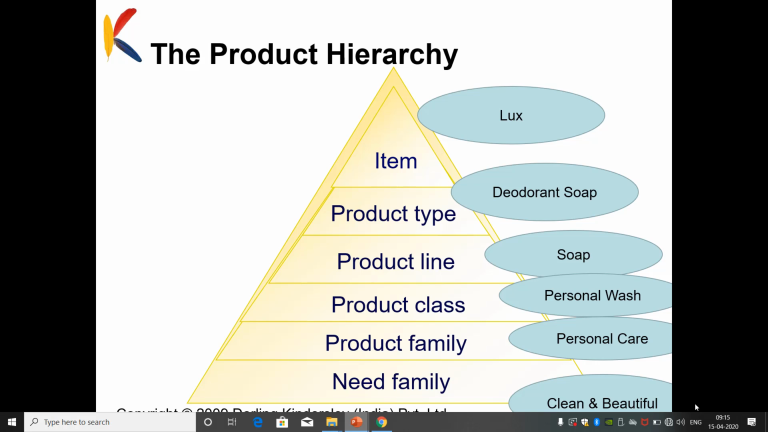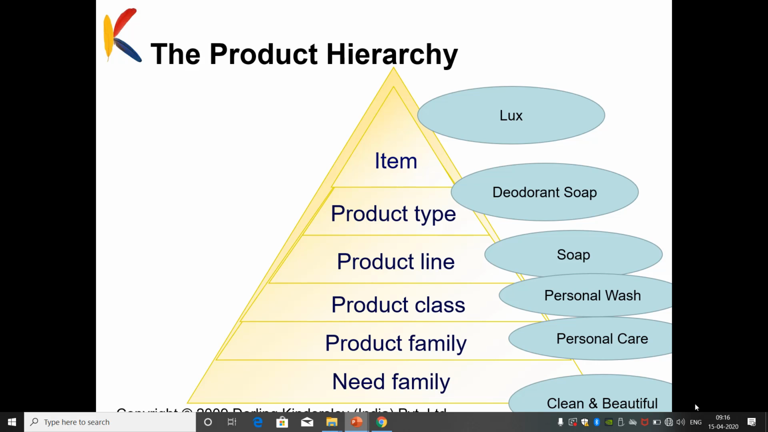That product item falls in a particular product type, which is called deodorant soap. What are the other kinds of soaps which are available? There can be a moisturizing soap, there can be a germ protection soap. So there are different types of product in that particular bathing soap category. So Lux is a part of deodorant soap. Now, whether it is a deodorant soap or germ protection soap or a moisturizing soap, they are a part of a product line which is called soap, right? Whereas soap falls in a product class which is called personal wash.